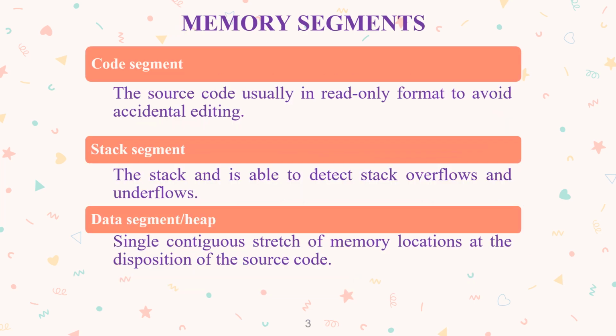Memory segments. When a program is executed, the operating system allocates the following three memory segments: code segment, stack segment, and data segment or heap segment. The code segment is the source code, usually in a read-only format to avoid accidental editing. Stack segment: the stack is able to detect stack overflows and underflows. The data segment or heap segment is a single continuous stretch of memory location at the disk position of the source code.